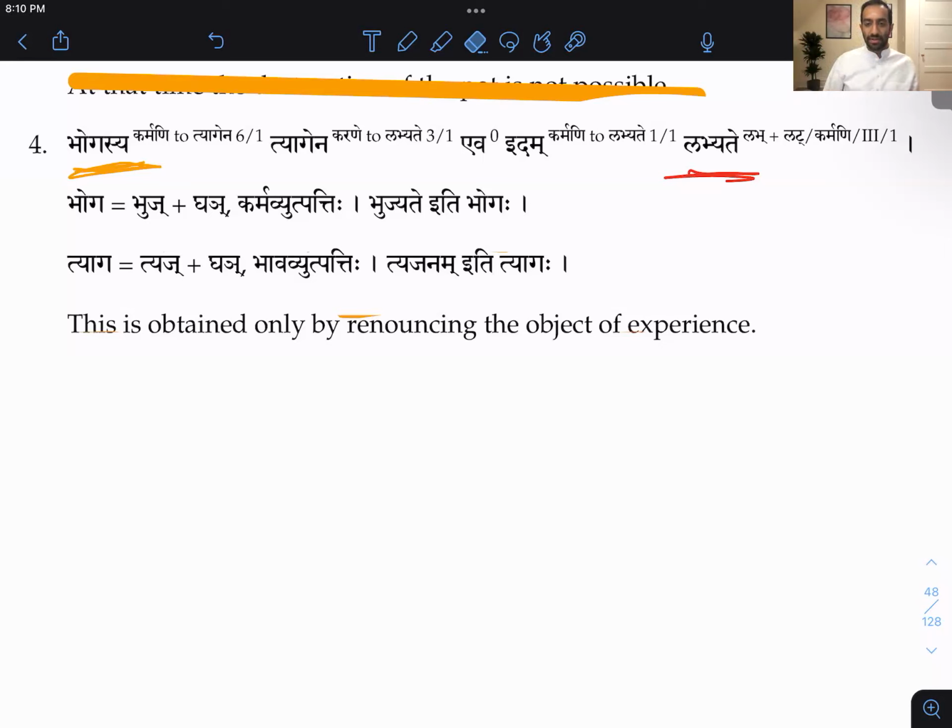You said tyajanam was lyut. Can you expand on this? Sorry? Tyajana, the word tyajana. I know we never studied. Yeah. So that would be again renouncing as well, right? For the lyut. Tyajanam.